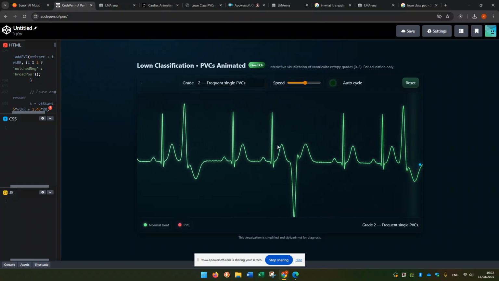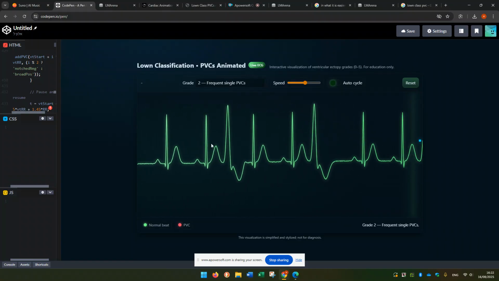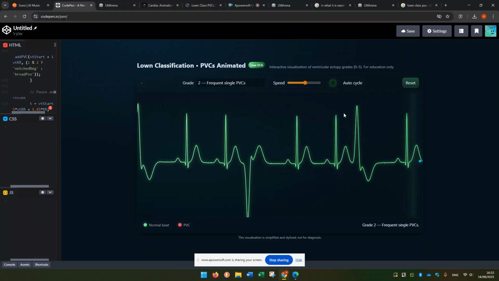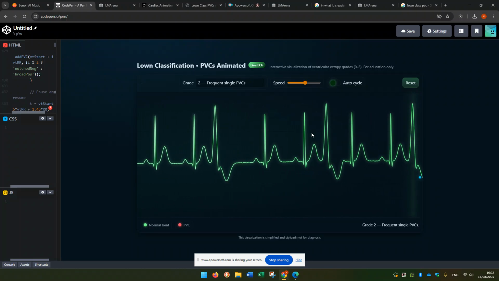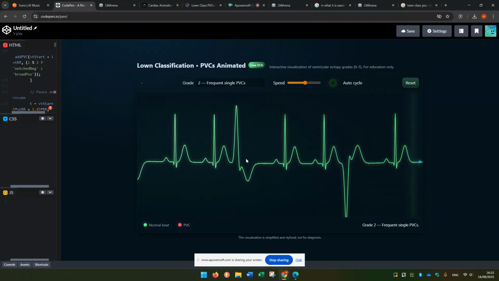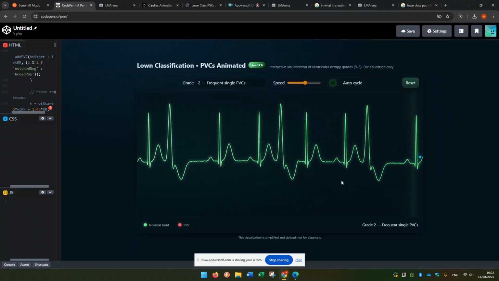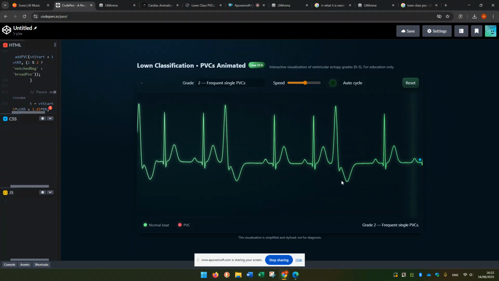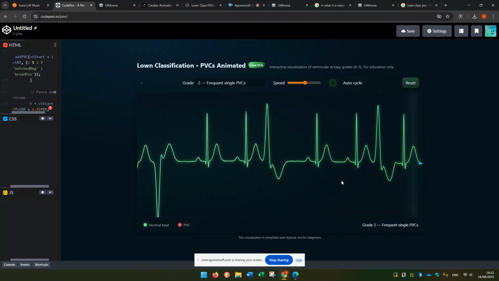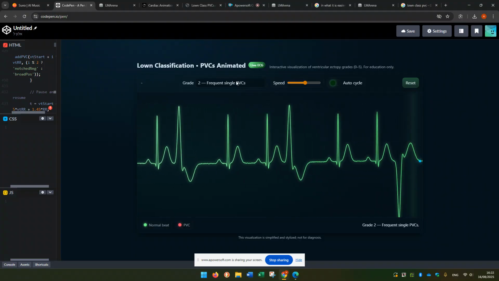Okay, so we are going to the Lown class 2 classification. That means more frequent PVCs. You can see here one, here one, here one, another one here, more here, another one. Now the PVC should not be on the T, otherwise it's going to be the R on T phenomenon, which is Lown class 5. So the PVCs are just much more frequent without couplets, without triplets. Namely, the PVCs don't come one after the other. They are different in time, but they are more frequent, as you can see right over here.